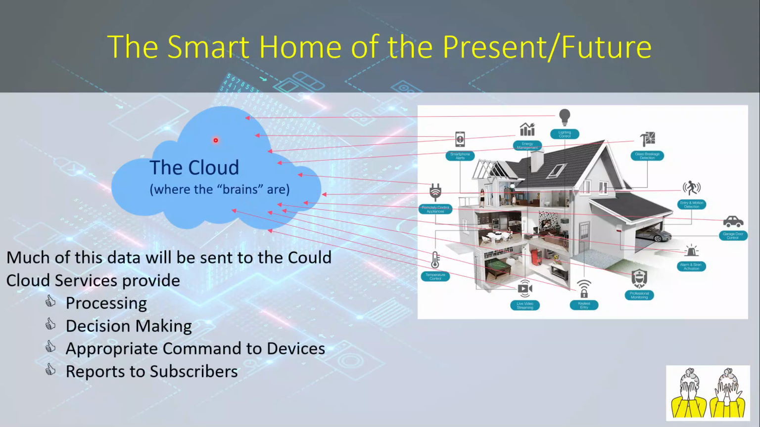Once they get to the cloud, that is where the action happens. The cloud is pretty much the brains behind all of these devices. The cloud provides a number of services. Basically, they process the data, they make decisions. Based upon those decisions, they send the appropriate commands to the devices, and of course, they will let you, the subscriber, know what's going on by providing reports whenever it is necessary.